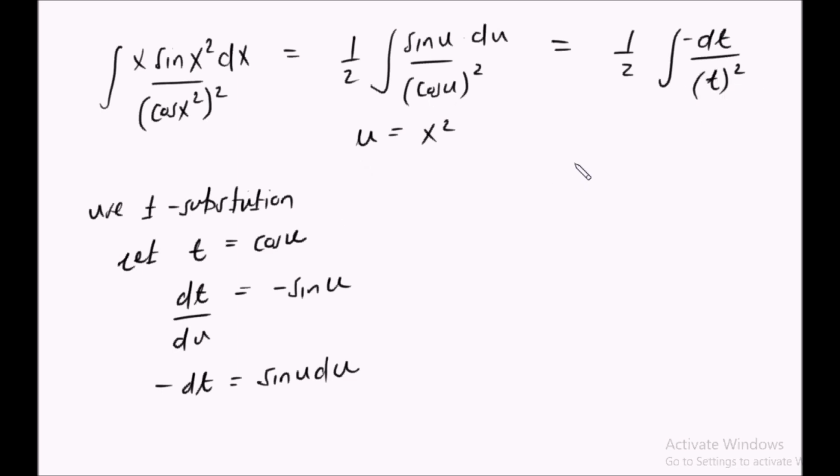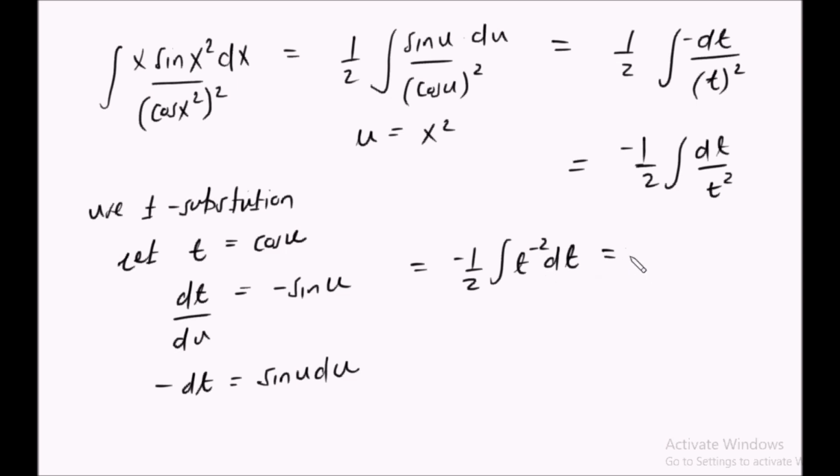So hapo sasa naweza nikasolve kiurahisi tu. So this is just negative 1 over 2. So we have dt over t squared. So this now is just negative 1 over 2, so we have t power negative 2 dt. Kama hivyo.